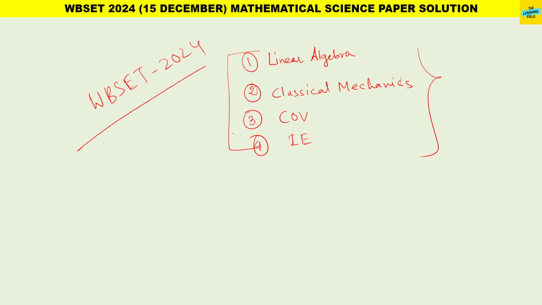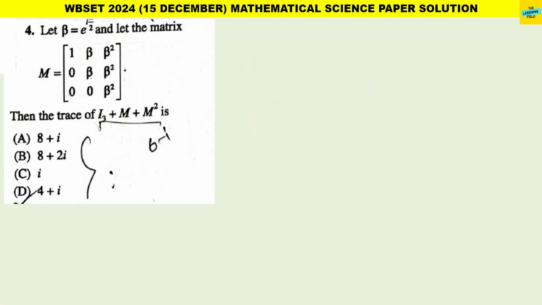Okay, so let's start. This is a question from linear algebra. It says: given that beta equals exponential iota pi by 2 and the matrix M equal to this one, then the trace of I3 plus M square is. Now this beta we can write as cos pi by 2 plus iota sin pi by 2. So cos pi by 2 means 0 and sin pi by 2 means 1. So this is exactly iota.